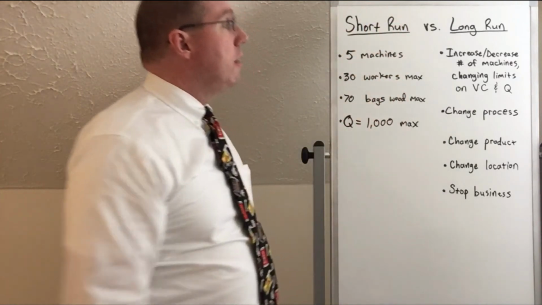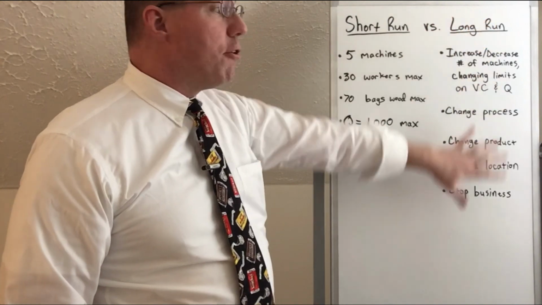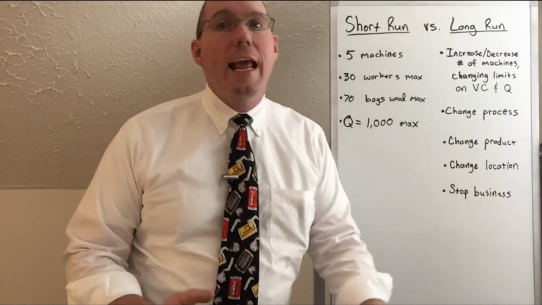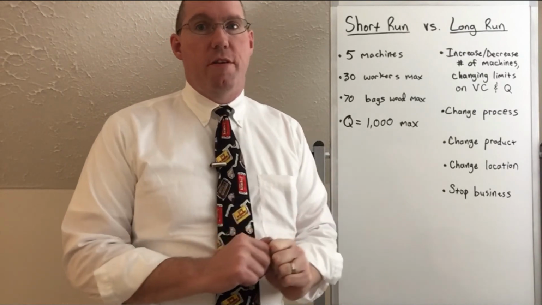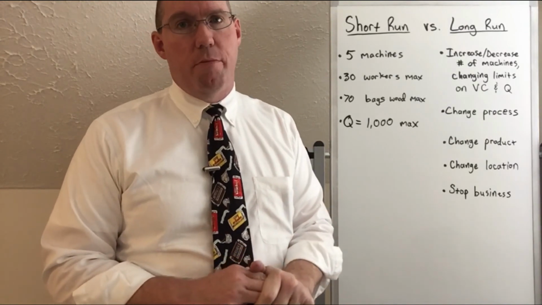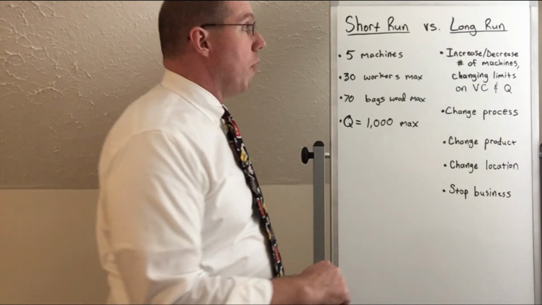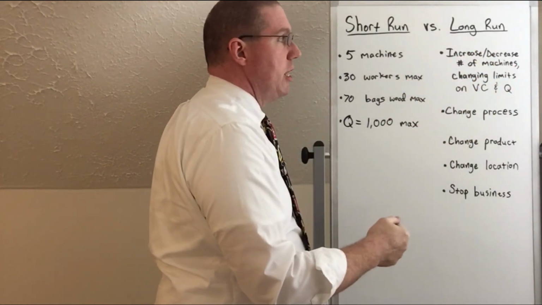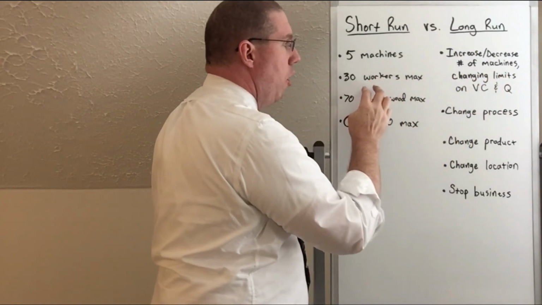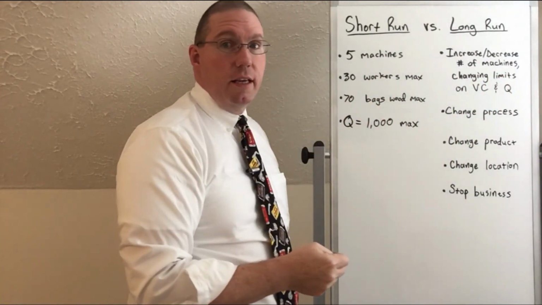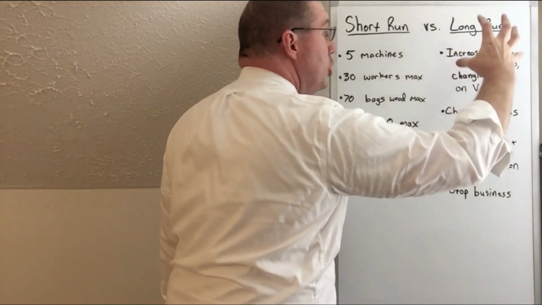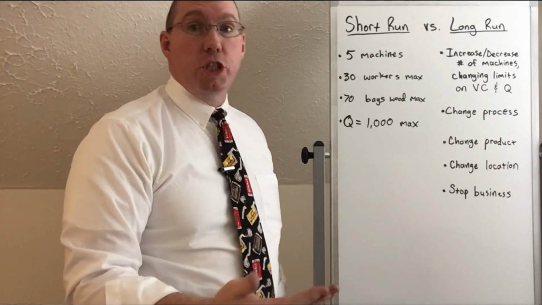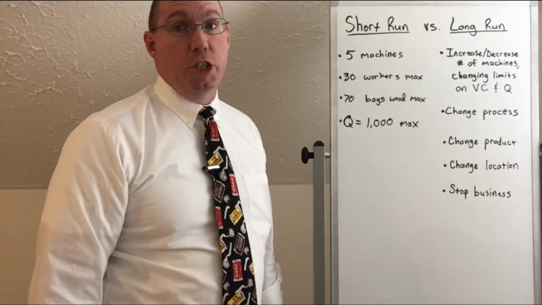Okay? In the long run, they are not restricted by their 5 machines. In the long run, they can change their fixed circumstances. There is no fixed circumstance in the long run. In the long run, they can buy more of the machines. They can increase or decrease the number of the machines, which will change their limits on the number of workers, bags, and their quantity. So, in the long run, they can change the limits on their variable costs and their quantities by buying more machines or selling off some of their machines.